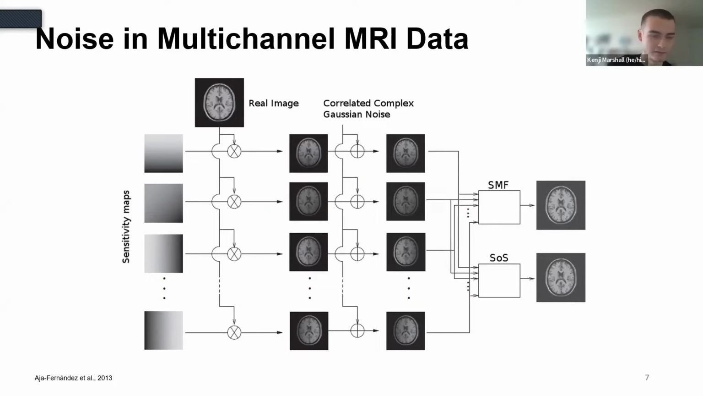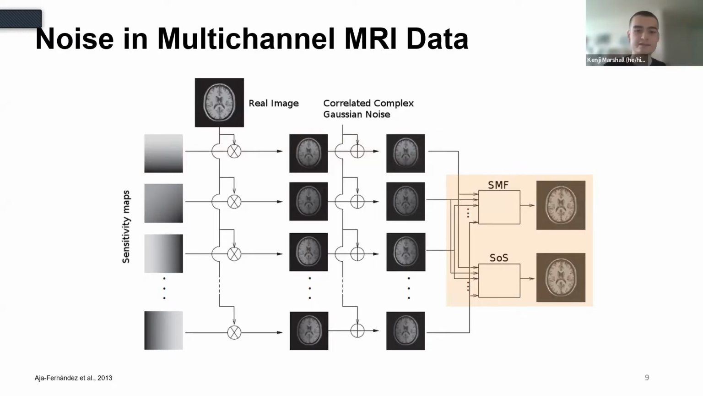So this is a high-level schematic of how the final magnitude images that we work with are constructed in your MRI scanners. To begin, at each coil, they acquire some estimation of the real image. At this point, the signal is complex, and it is affected by correlated complex Gaussian noise. Next, we combine these complex signals from each coil to yield our final magnitude image. And this can be done in one of two primary ways. There's the spatial matched filter approach, or SMF, and there's the root of sum of squares approach, or SOS.